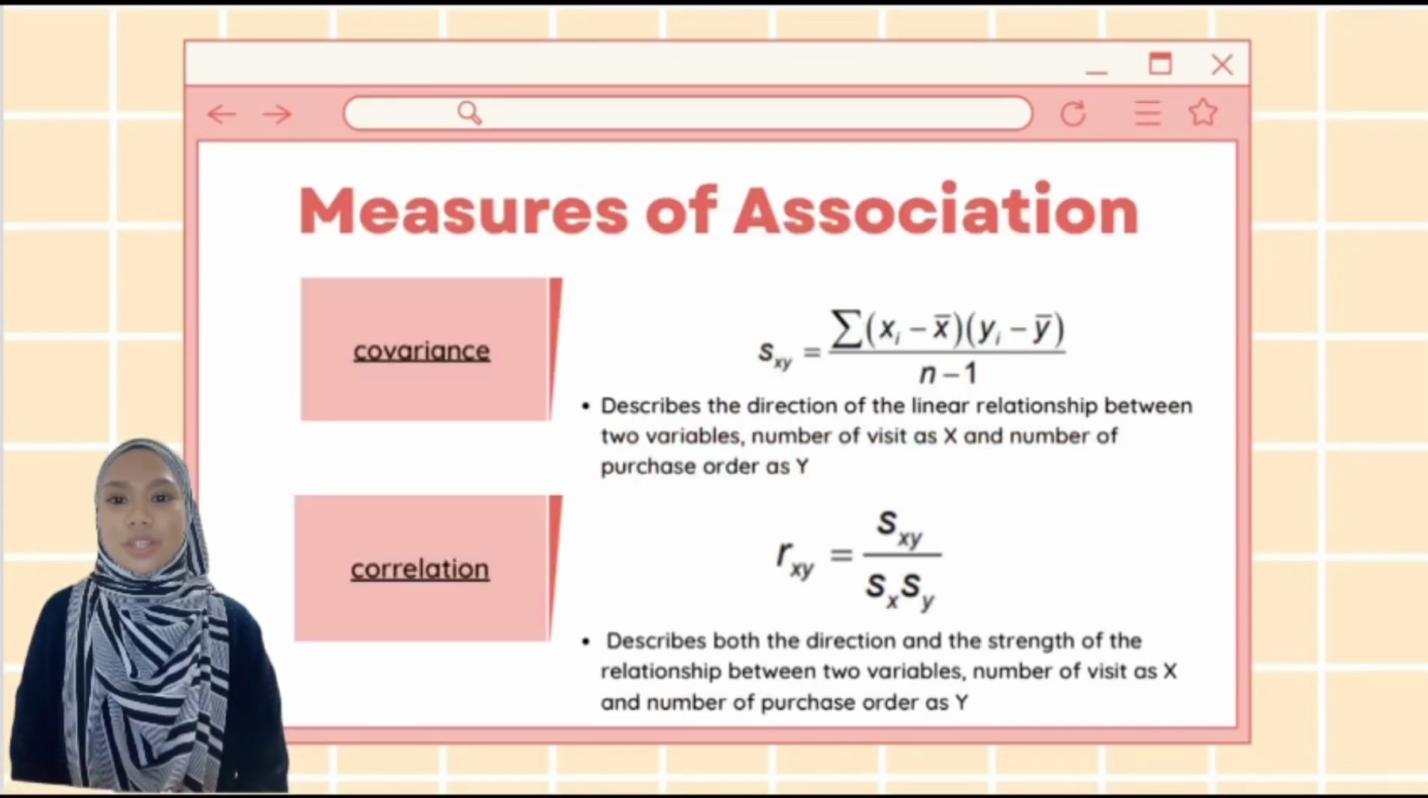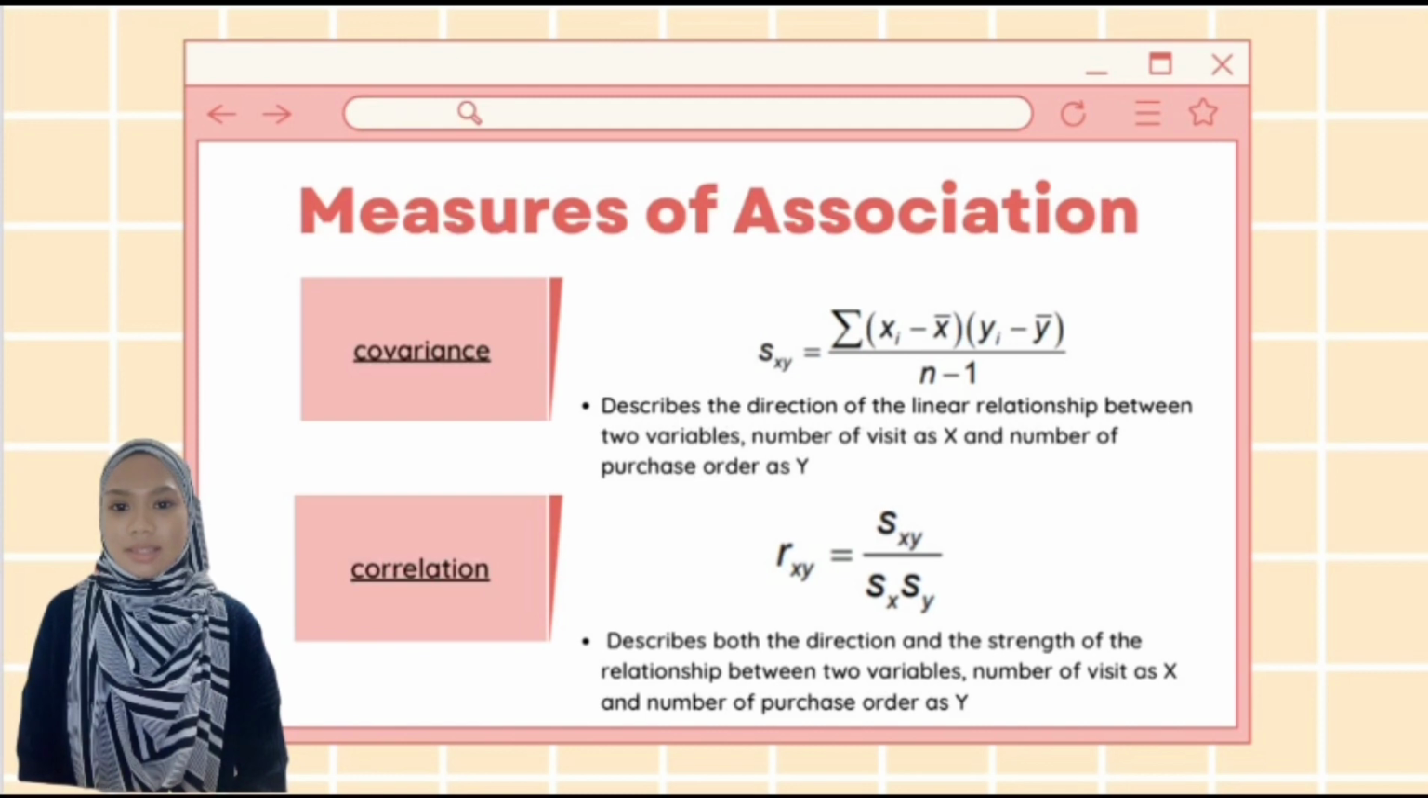There are two measurements that we use, which is the first is covariance and the second is correlation. This is the formula how we can get covariance and correlation. The covariance describes the direction of the linear relationship between two variables, number of visits as x and number of purchase order as y. And the correlation describes both the direction and the strength of the relationship between two variables, also number of visits as x and number of purchase order as y.